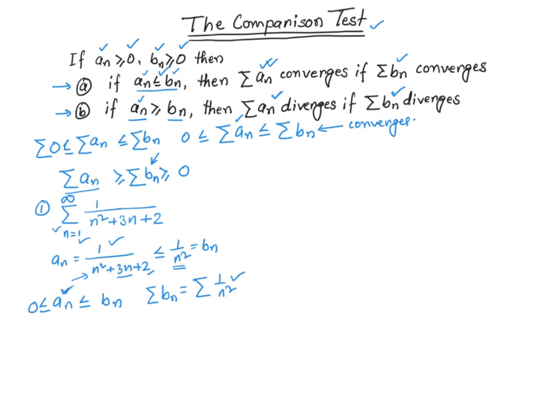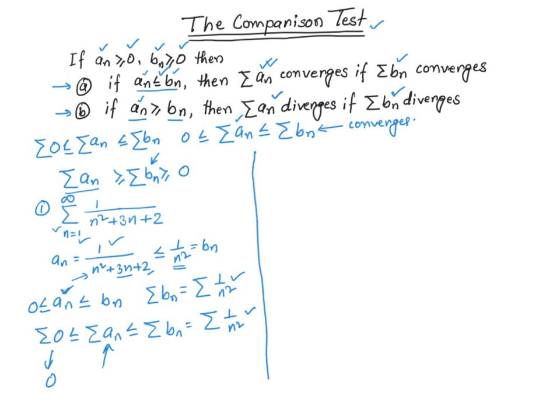So now if I apply the summation to all of them, 0 is less than or equal to summation an, which is less than or equal to summation bn. Of course, summation bn is summation 1 over n squared, and this guy converges, so this must converge as well. And of course, the summation of zeros is just 0, right? So that's the first example. Now let's consider a second example, okay? So this is sort of like a standard example.